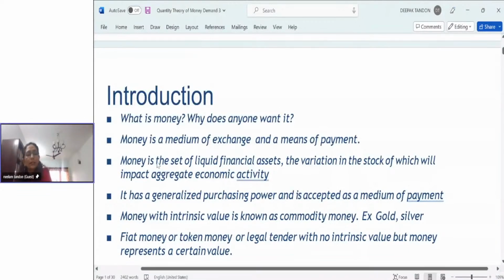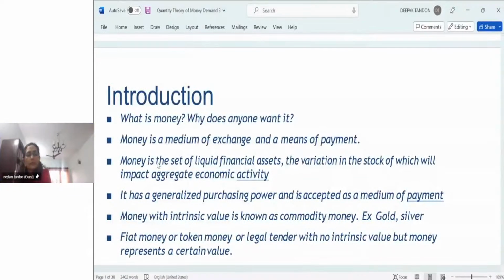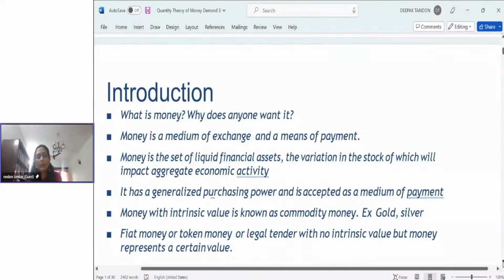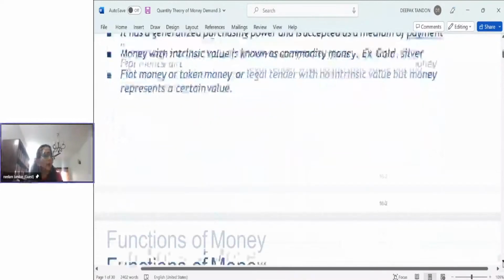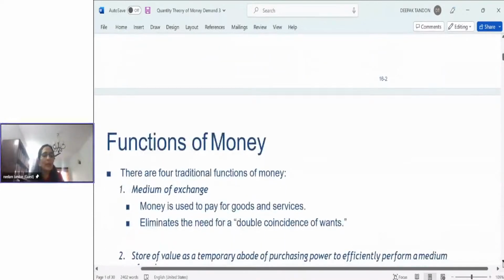This which you see at the bottom here. So if you see here, legal tender with no intrinsic value. So that means the money represents a certain value which has no intrinsic value built in this. That's the difference. So I hope you understand what are the functions of money.